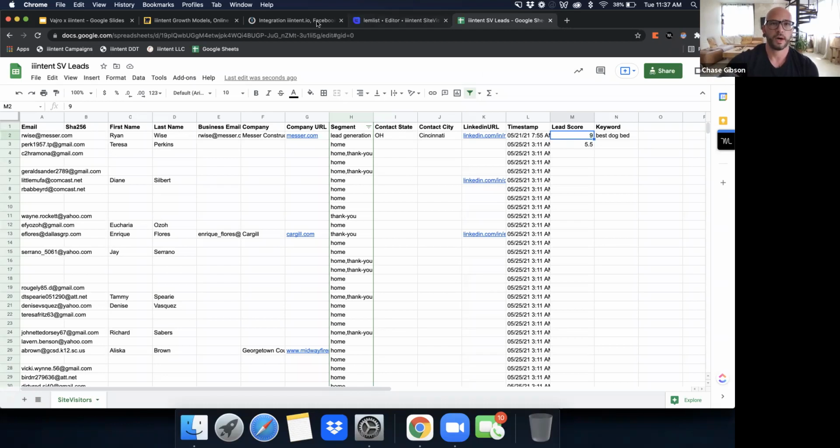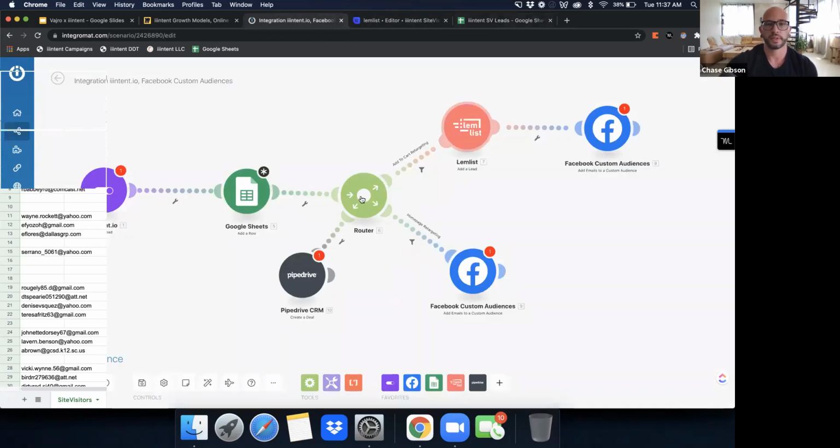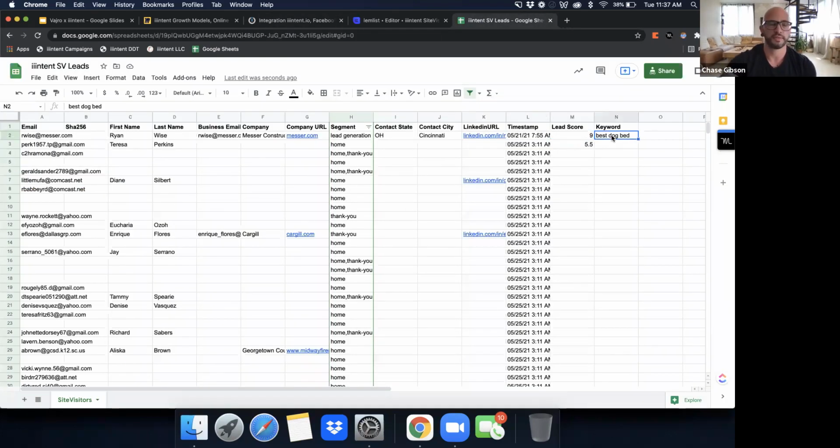So using the same model as before, you can route those leads to a specific audience and run a conversion campaign of the people actively looking to buy right now. And you segment them based off of which keywords. So if they came in for best dog bed, run an ad that says best dog bed and it's them, and get them to convert on your store because they're already looking for a solution.